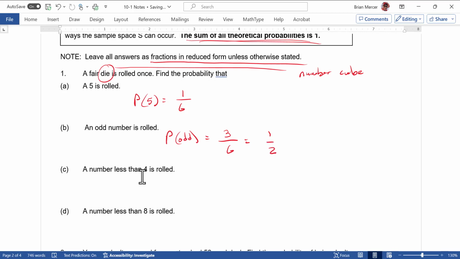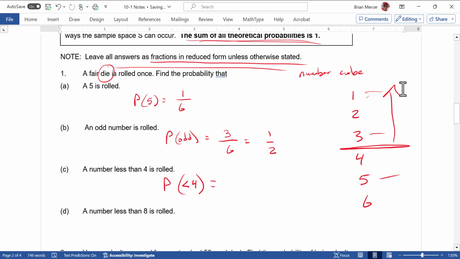Probability that a number less than 4 is rolled. By the way, I should do this: 1, 2, 3, 4, 5, 6. Those are your possible outcomes. That's why I say 1, 3, and 5 are the only odd numbers. So P of less than 4 is how we might write that. Less than 4 would be 1, 2, and 3, so there are 3 numbers less than 4 and 6 possible outcomes. Again, that's 3/6, which we would reduce to 1/2.